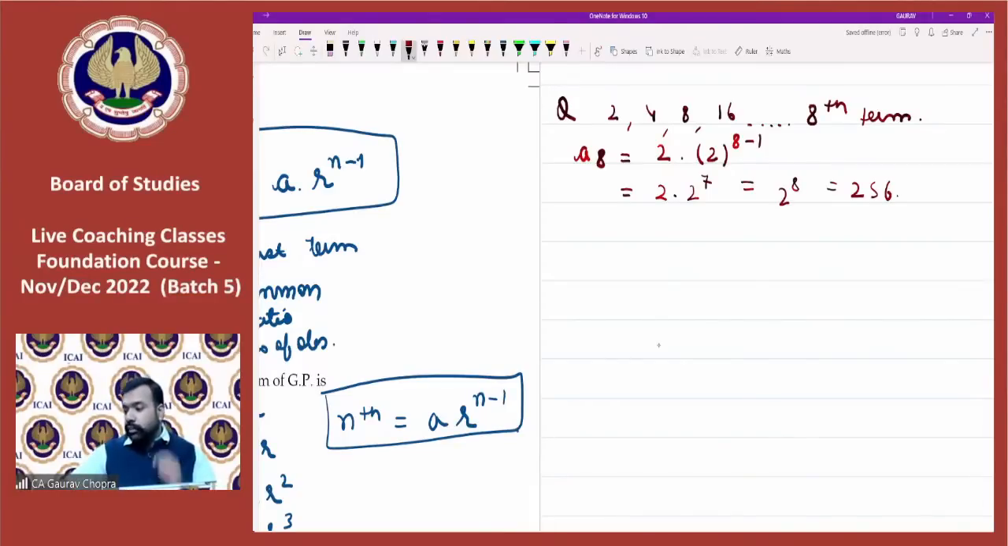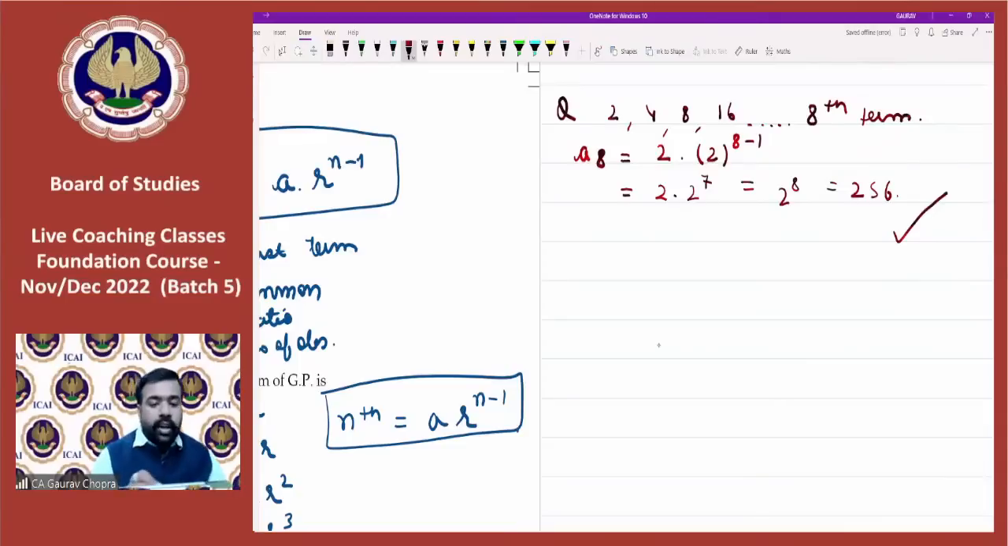Yes, Raghav has given the answer. Who else? Diksha Agrawal has given. Monica has given. Achal Singh, Sakshi, Gunjan Devi, and a lot more. So the correct answer is 256.